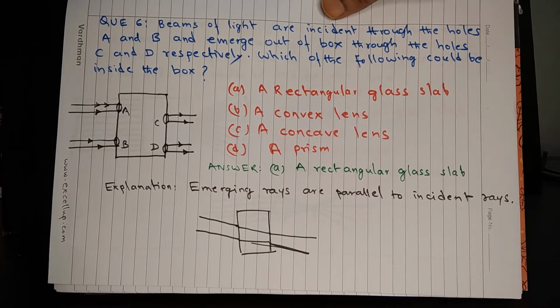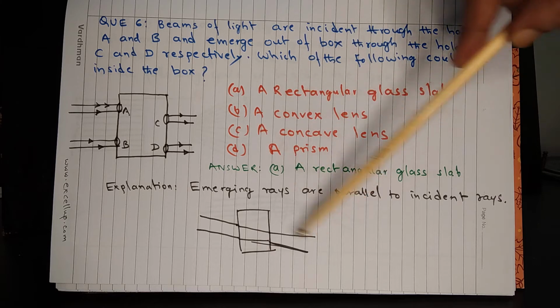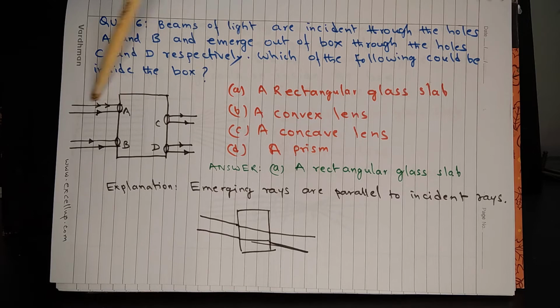Question 6. Beams of light are incident through the holes A and B and emerge out of the box through the holes C and D respectively. Which of the following could be inside the box? A, a rectangular glass slab; B, a convex lens; C, a concave lens; and D, a prism. The answer is a rectangular glass slab. In this case, the incident ray and emergent rays are parallel to each other, and this happens only in case of a rectangular glass slab.